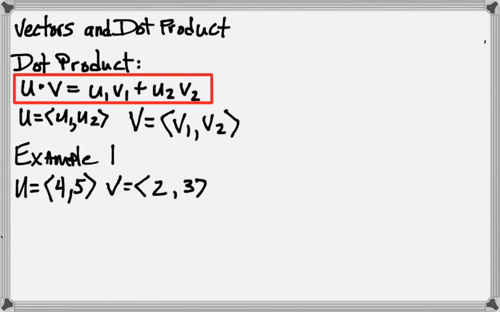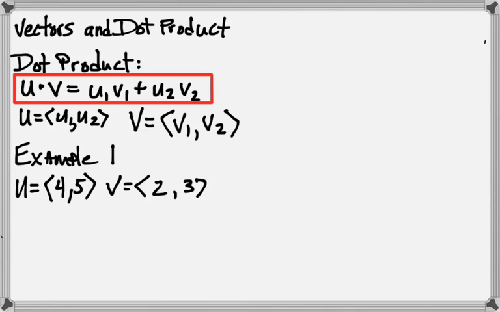Okay, dot product. Let me back up one more time. Dot product is not multiplication. Don't say u times v, okay? That will give you the wrong impression. It's u dot v. The dot product is where you multiply the x's together, you multiply the y's together, and you add them up.